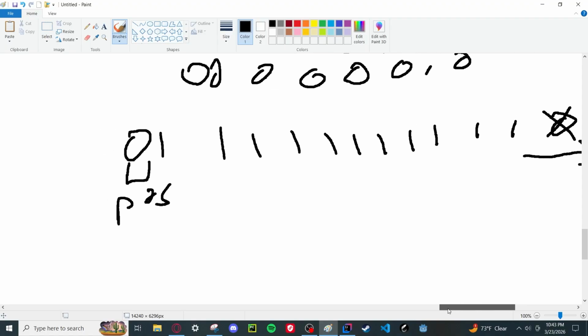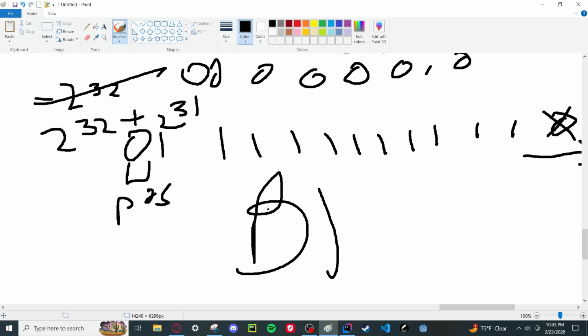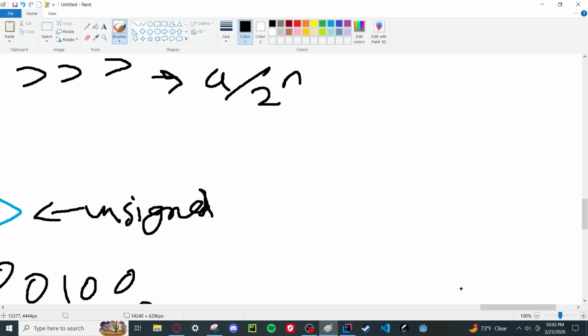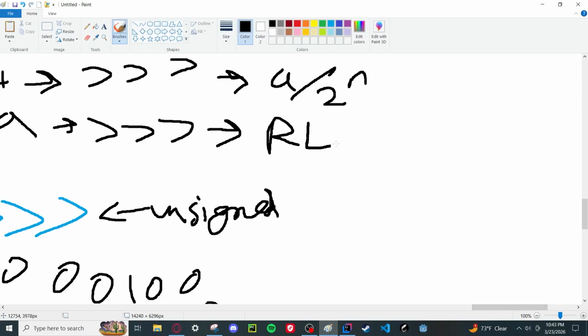We're saying bye to that negative 2 to the 32. We're making it a positive 2 to the 32 now. And then we're adding that with 2 to the 31. So our number is going to be really, really big. I couldn't even tell you what it is. Just for negatives, if it's unsigned right shift, you're getting a really big number.